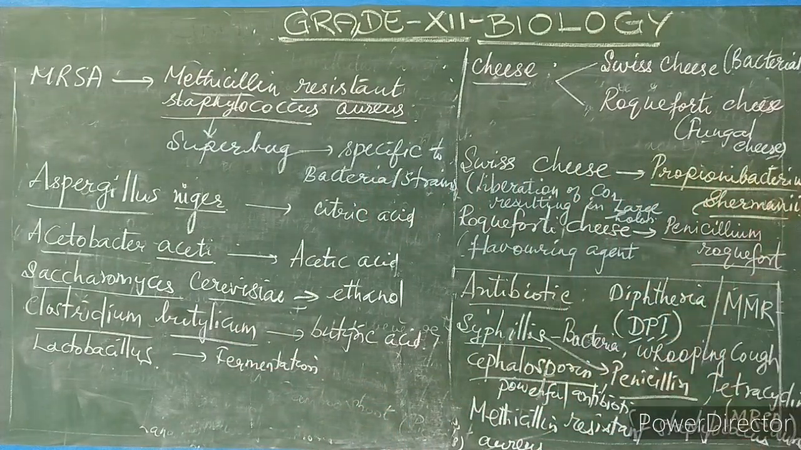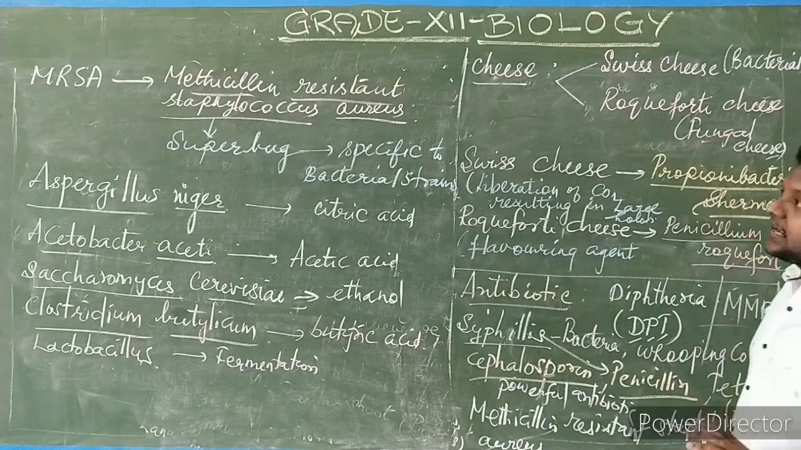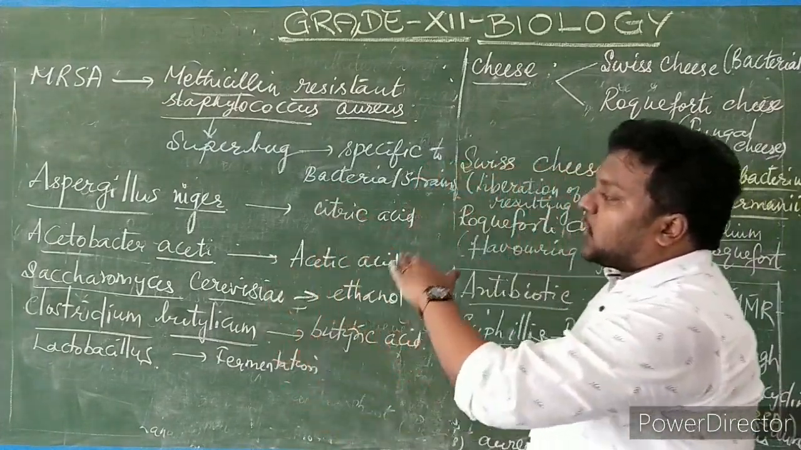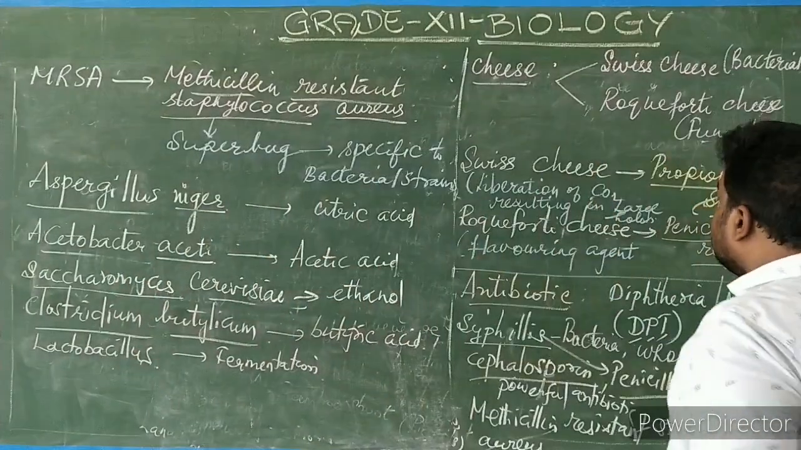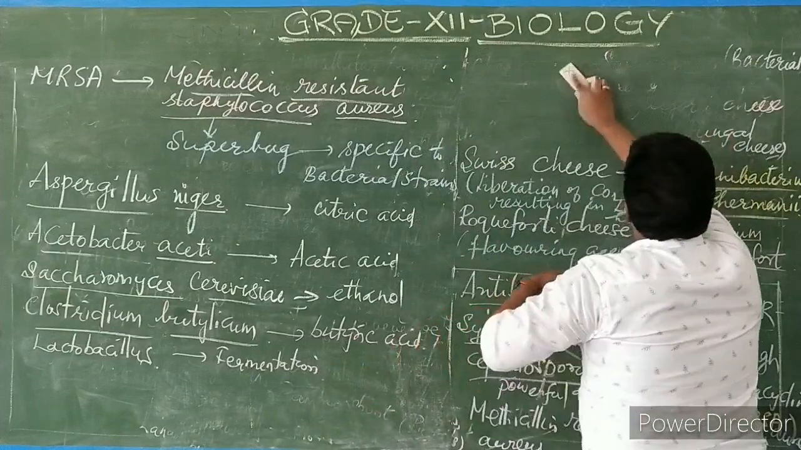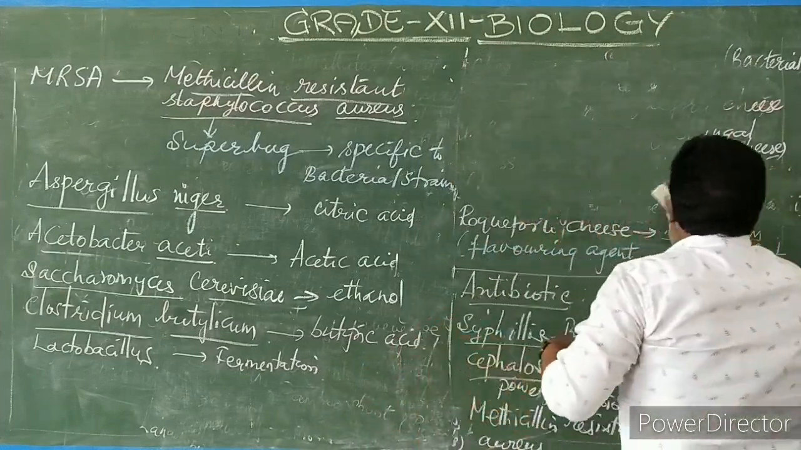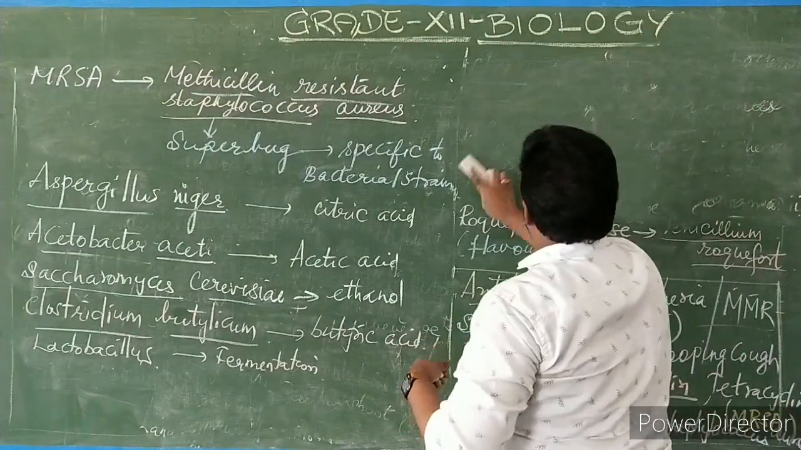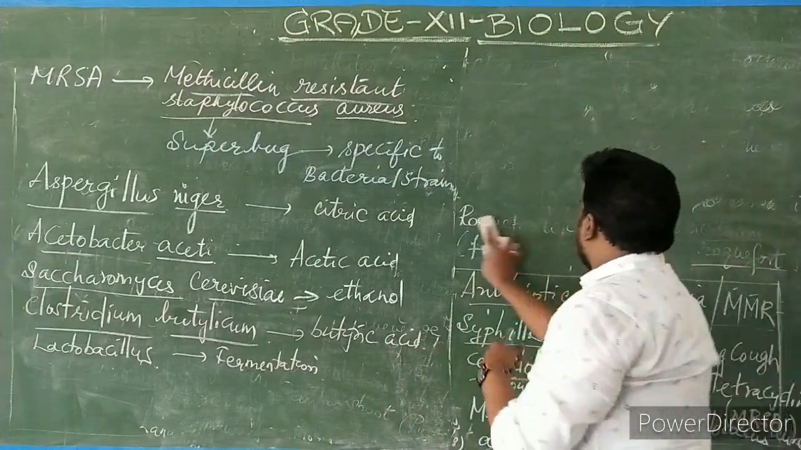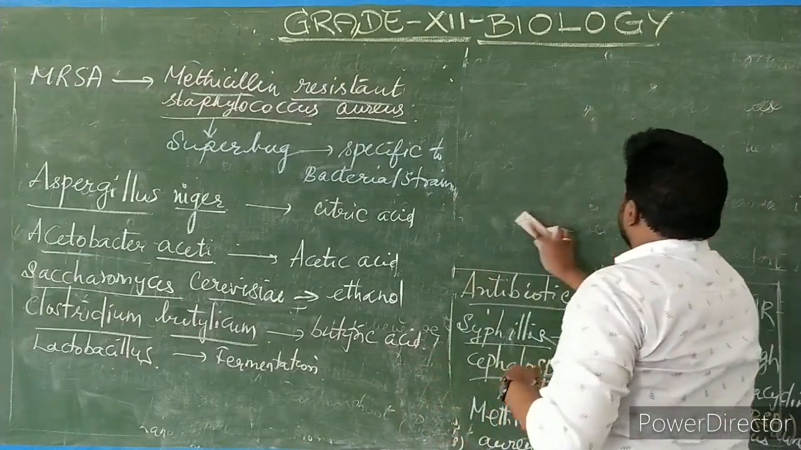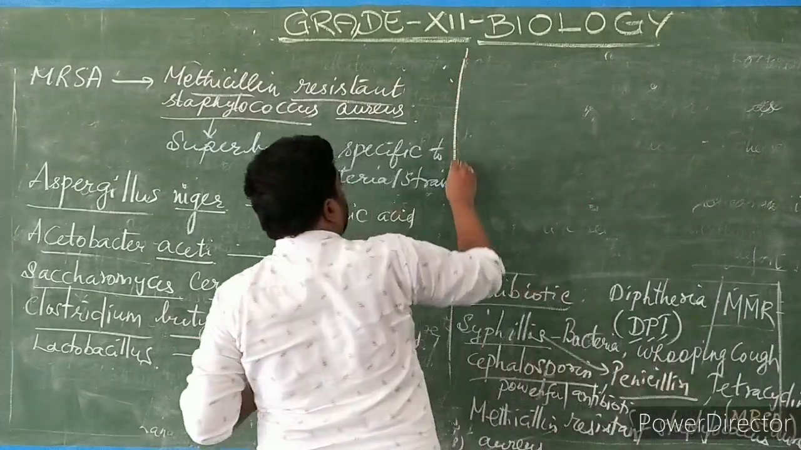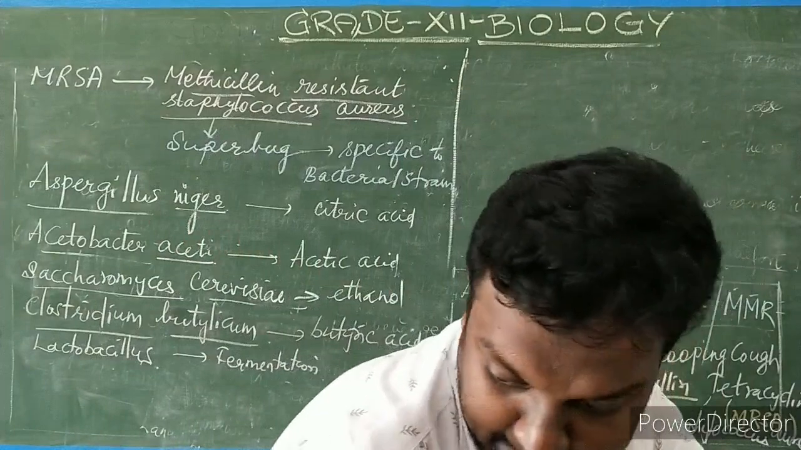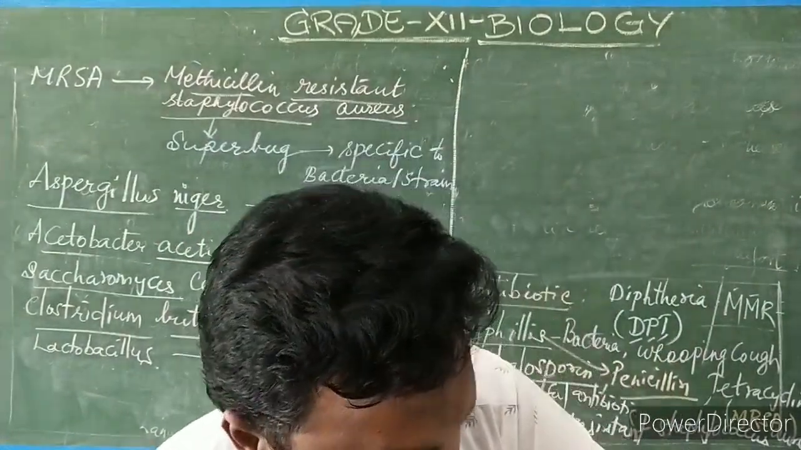So antibiotics I have given you. Antibiotics MRSA, superbug. What is superbug? Then what are the different organisms widely used in industrial production? And the next one we have is enzymes. In microbes and industrial production, very important is the production of enzymes.